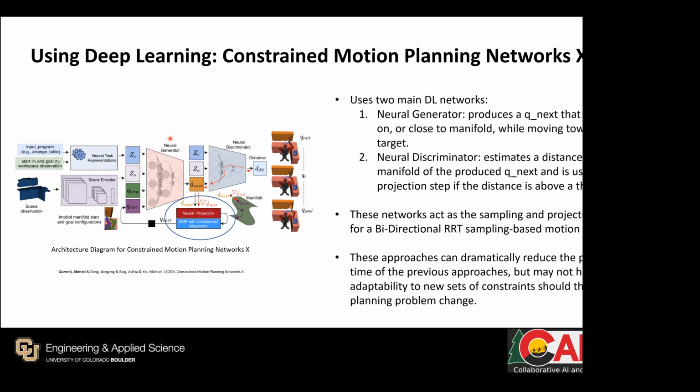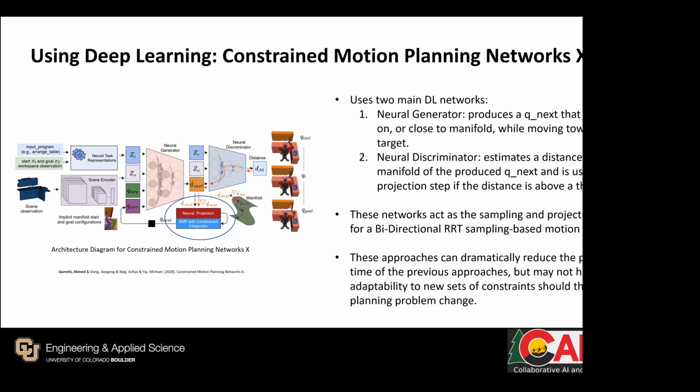Essentially, you have a neural generator that produces from a given point a Q next. You then also have a neural discriminator that just ensures that that Q next is still along the manifold. And if it's too far away according to some distance criteria, then it will employ the traditional projection technique that Mike Stillman developed.